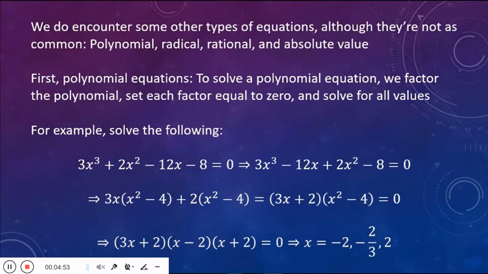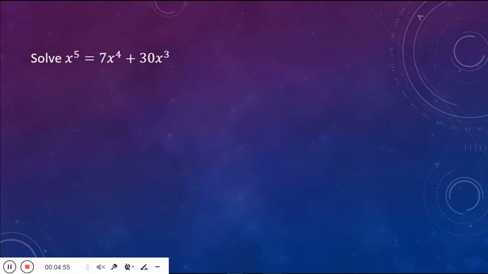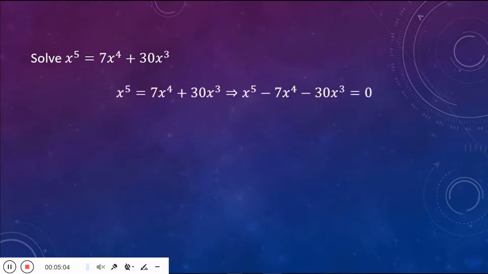Slide that out of your way so it's not getting in the way of the problems. Here's another polynomial equation. x to the fifth equals 7x to the fourth plus 30x cubed.